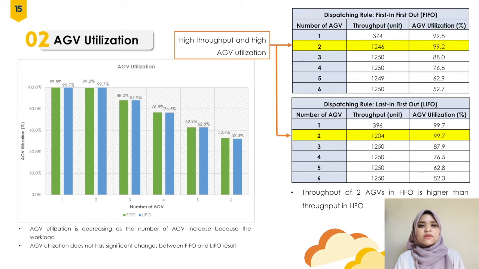Based on the table, the throughput of 2 AGVs in FIFO is higher than the throughput in LIFO, which has almost similar throughput and AGV utilization with 3 AGVs. LIFO is not chosen because its AGV utilization is quite a bit higher than FIFO, so spare capacity is needed if any downtime happens.